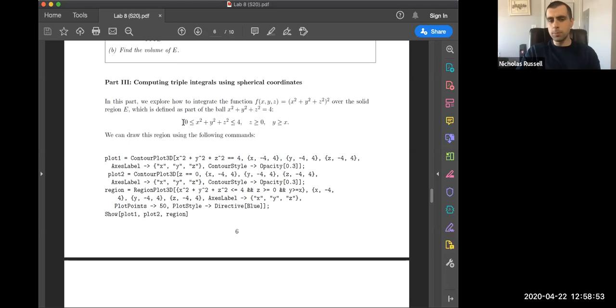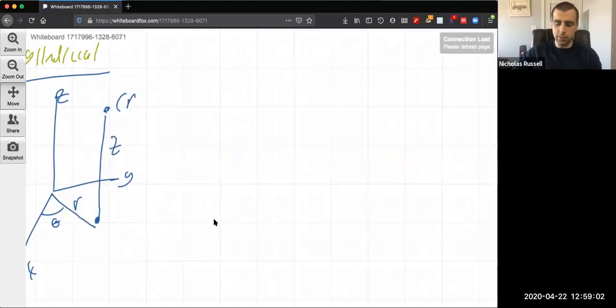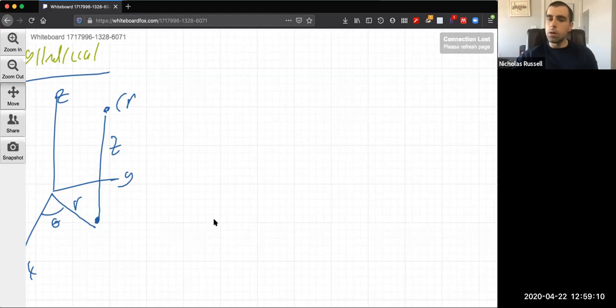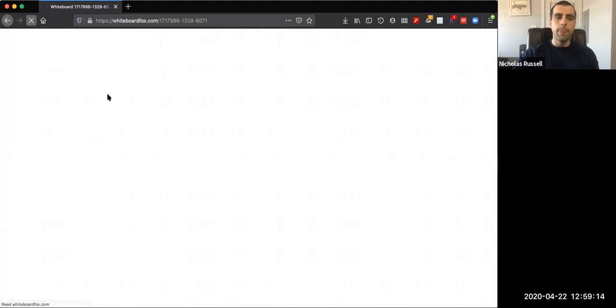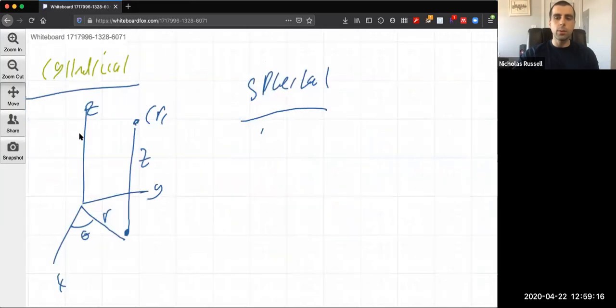So in this example, let me actually go back to my whiteboard briefly here, so I can write down something and show you what this is. So if I have my spherical coordinates here, so spherical, are we able to write this down? Whenever we get a chance, there we go.